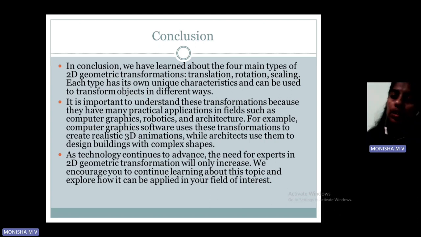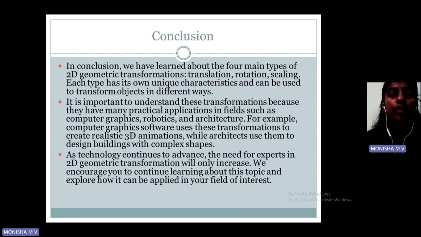As technology continues to advance, the need for experts in 2D geometric transformations will only increase. Nowadays technology is growing rapidly and drastically, and we need experts in 2D geometric transformations. There is no decrease in the demand for 2D transformation experts. So it is very important to learn transformations in the form of 2D and 3D.